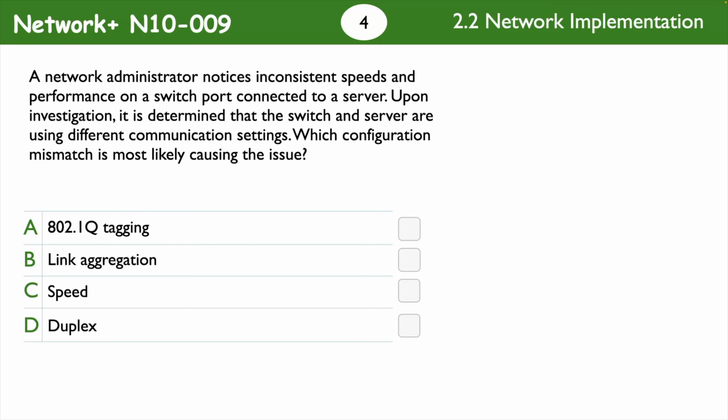Question 4. A network administrator notices inconsistent speeds in performance on a switch port connected to a server. Upon investigation, it is determined that the switch and server are using different communication settings. Which configuration mismatch is most likely causing the issue? A. 802.1Q tagging, B. Link aggregation, C. Speed, or D. Duplex? All right, go ahead and allow yourself some time to figure it out on your own.